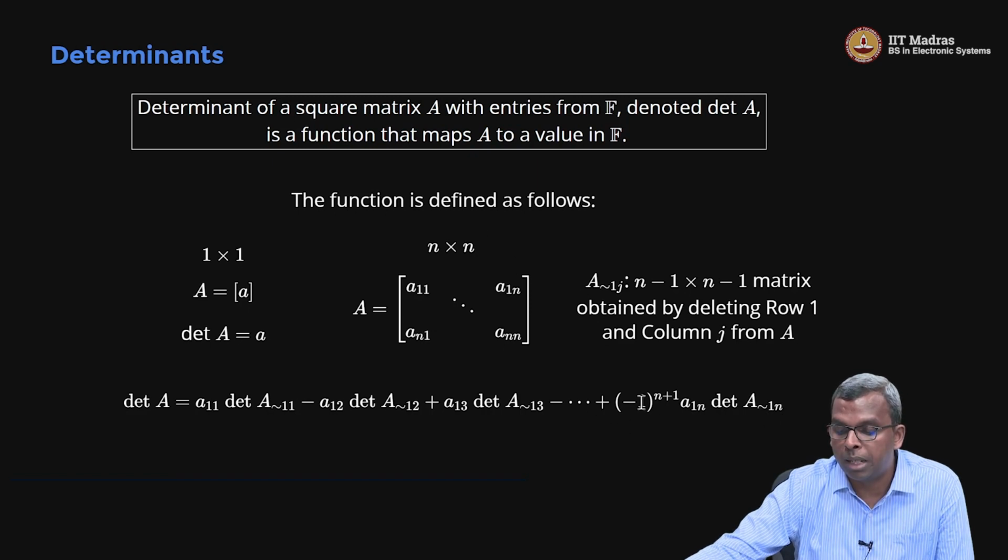The coefficient I am multiplying by is minus 1 power n plus 1. It depends on whether it is odd or even. If it is even, it will be minus; if it is odd, it will be plus. That's how it will end here. You can see that's the pattern.